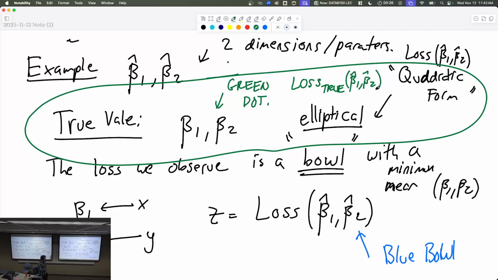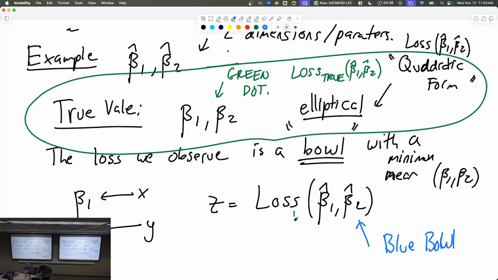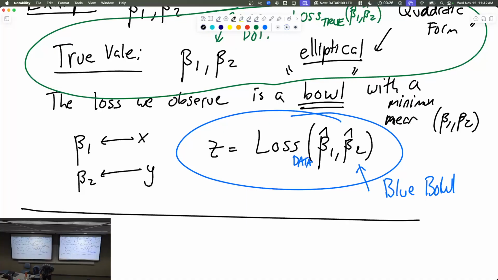But in real life, you never get to see the true loss function. The true loss function depends on the distribution. You don't get to see it. What you do get to see is the blue loss function that depends on the data, the data loss function. We did this all the way back in the first week of the class. The easier example was the 1D example, which was a four-sided dice roll.